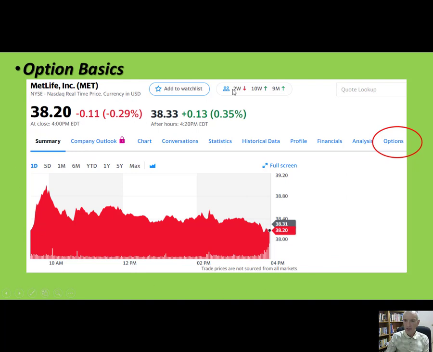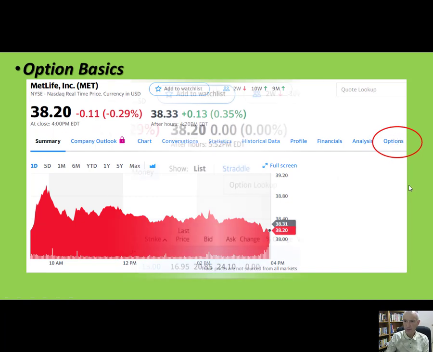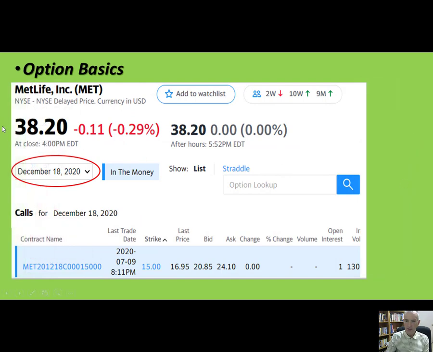So when you go on to Yahoo Finance and you type in MET, it'll bring up this summary page, and over here on the far right it says options, and when you click on that, it will bring up several options. I changed the option to December 18, 2020. When you bring this up in Yahoo Finance, the first time it will bring up the next option that trades for the current month, but that's too short term. We want to go out further than that.